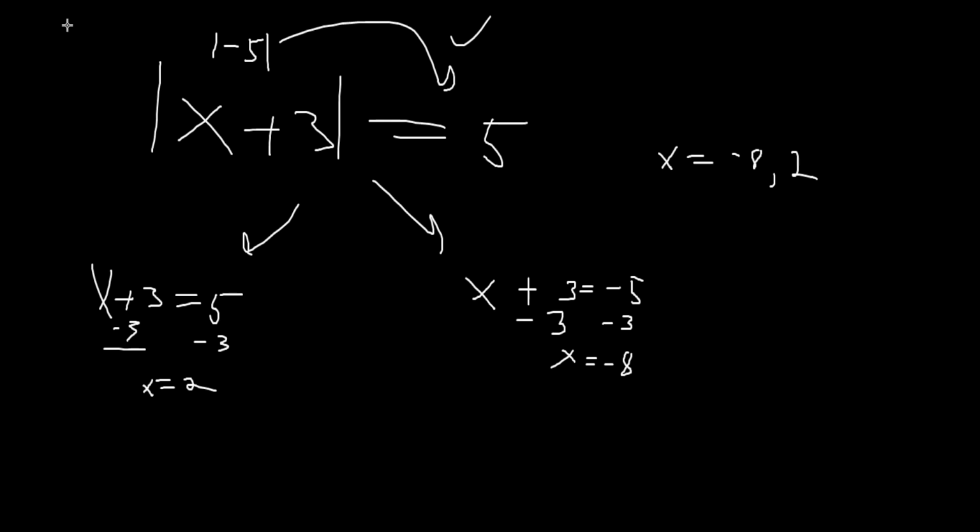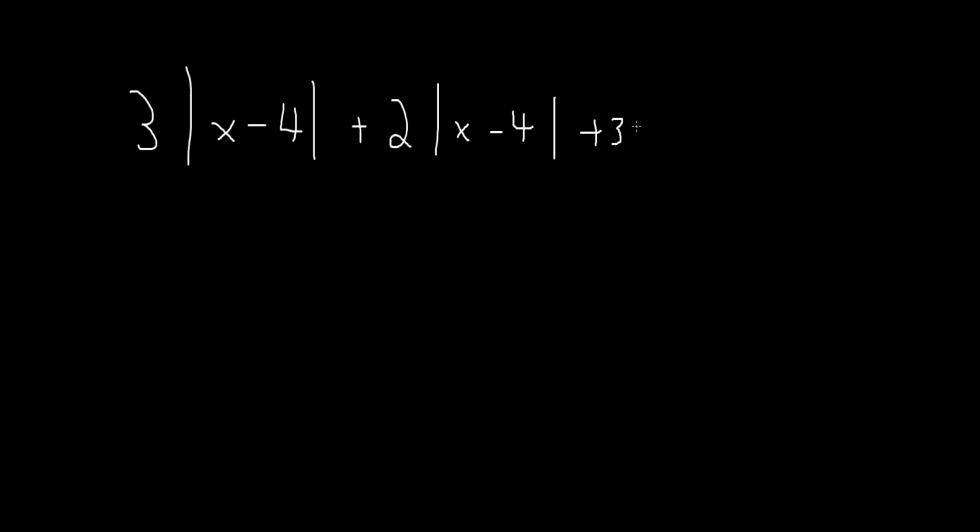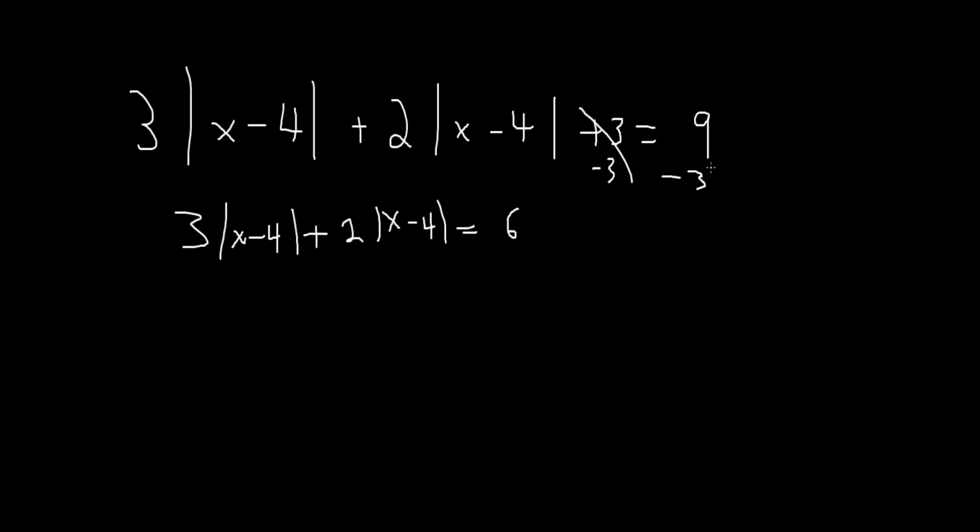Now I'll do one more that's a little bit more complex so that you can see where all of this comes to a head. So let's say we've got 3 absolute value of x minus 4, plus 2 absolute value of x minus 4, plus 3 equals, let's say, 9. First and foremost, we can go ahead and subtract 3. I think that's probably the easiest one here because it's not inside any of the absolute values. So we have 3 absolute value of x minus 4 plus 2 absolute value of x minus 4, and that is equal to 6, because 9 minus 3 is 6.